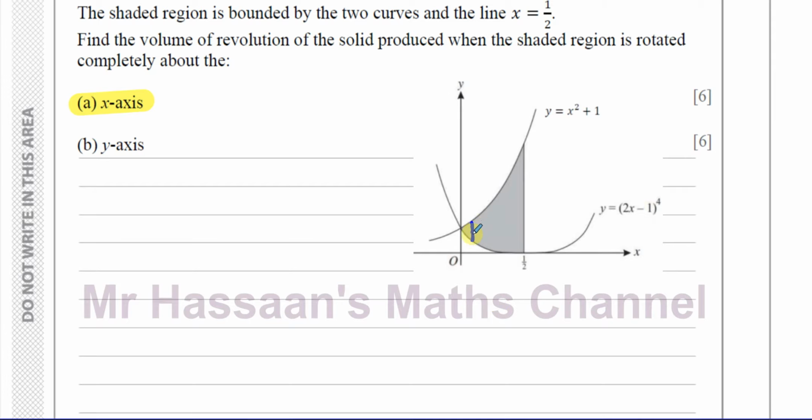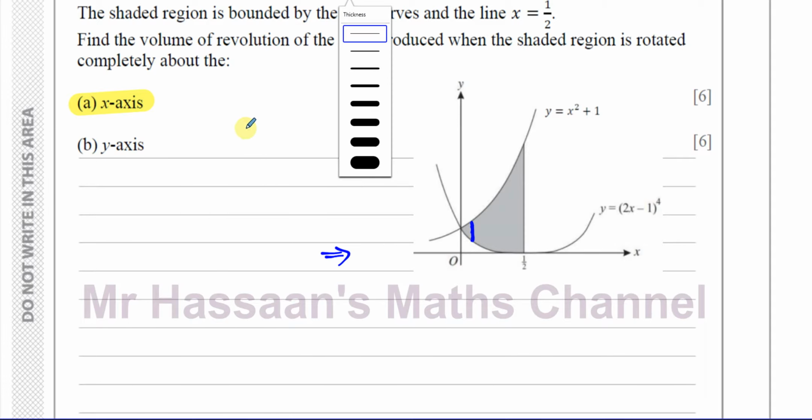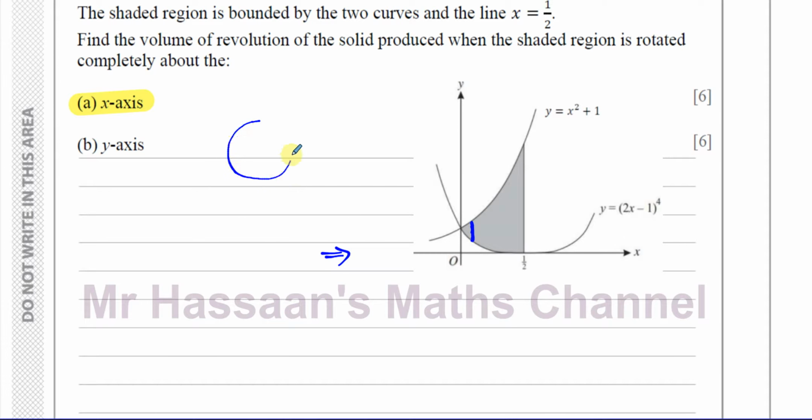Now, if you take that area and rotate it around the x-axis, and you look from this angle, what you'll see in front of you is a shape like a circle with a hole in it. If you look from the side, you'll see it has a depth because it has slight thickness. So it's going to be some sort of cylinder with a hole in it. This part will be the actual solid, and you'll have this hole in the middle.